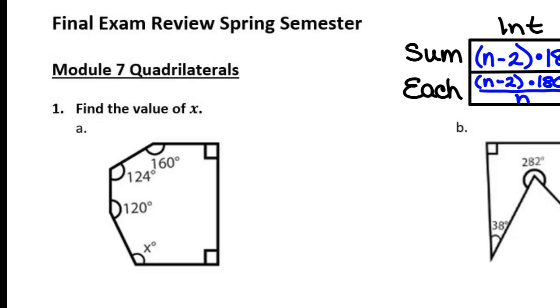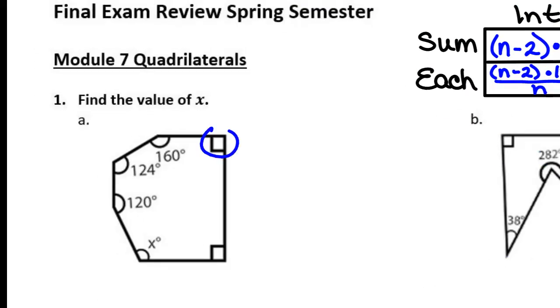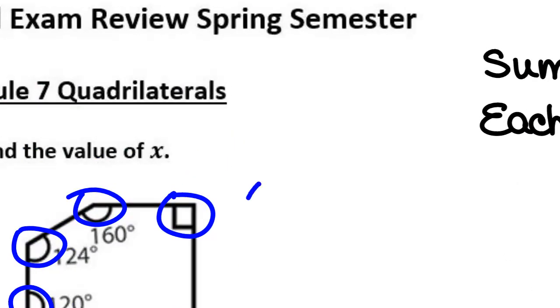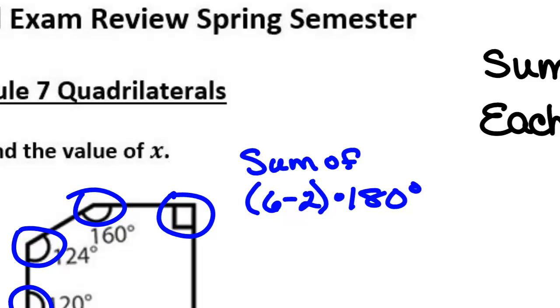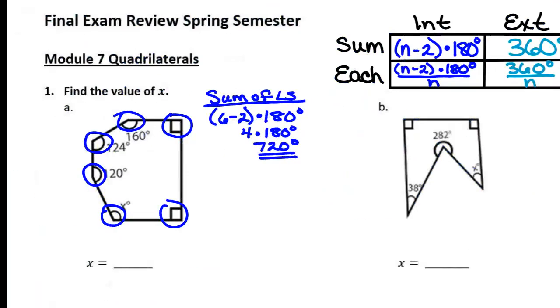All right. So on number 1, before we can find the value of x, we have to figure out what the sum is of all of these angles. There's 1, 2, 3, 4, 5, 6 angles. So this would be 6 minus 2 times 180. This is the sum of the angles. So we end up with 4 times 180, which is 720 degrees. This is what I'm going to set my equation equal to.